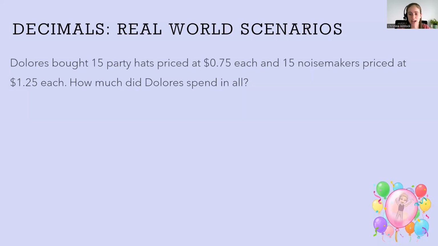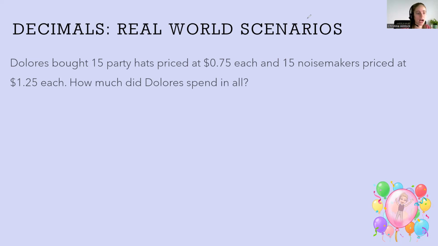All right, we have our final problem here. Dolores bought 15 party hats priced at 75 cents each and 15 noisemakers priced at $1.25 each. How much did Dolores spend in all? All right, just like all the other problems, guys, pause the video, work it out yourself, and then come back and check your work.